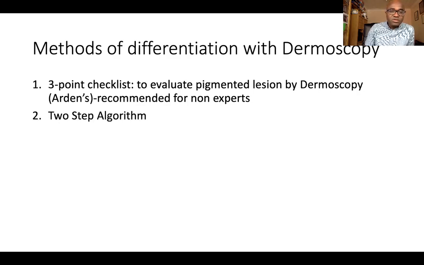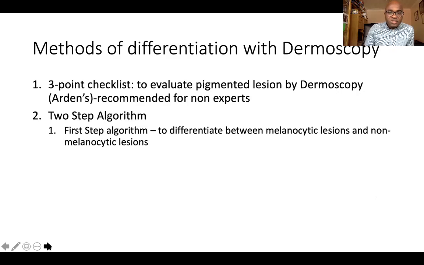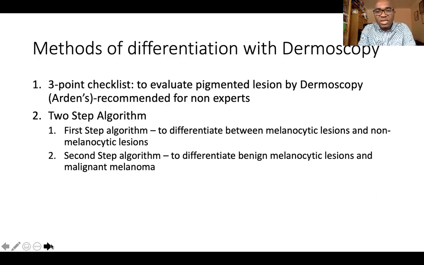You can also use the 2-step algorithm to differentiate between melanocytic lesions in dermoscopy. In the 2-step algorithm, the first step is to differentiate between a melanocytic lesion and a non-melanocytic lesion. The second step is to differentiate between a benign melanocytic lesion and a malignant melanoma. This algorithm helps you decipher what you're looking at under dermoscopy.